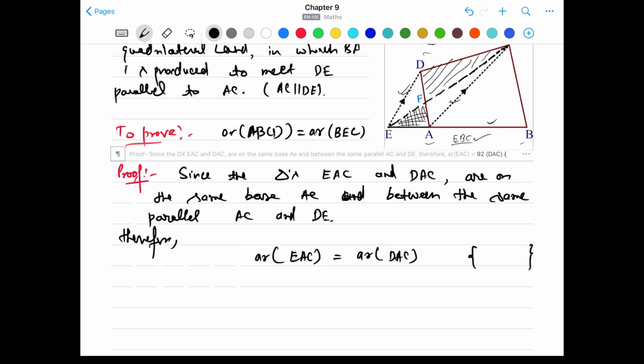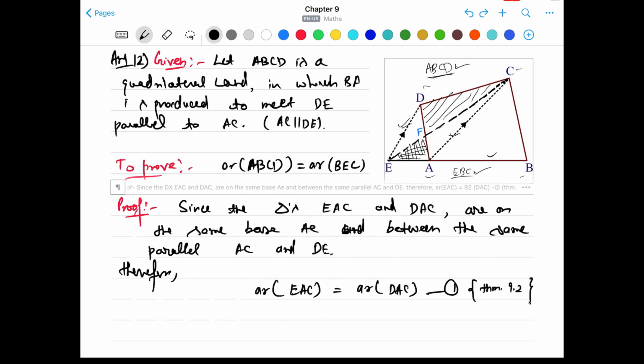This is by theorem 9.2, which says if two triangles are on the same base and between the same parallel, then the area of the two triangles will be equal. Okay, so let's name it equation number 1. Now what we have done here is we have proved that the area of triangles EAC and DAC are equal.